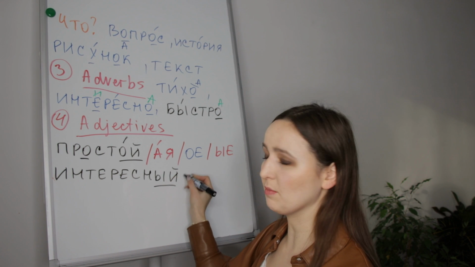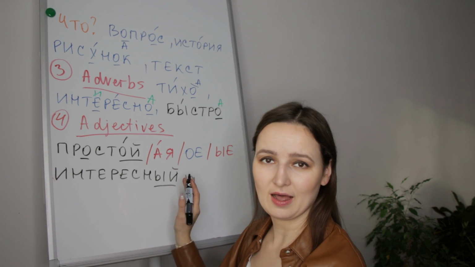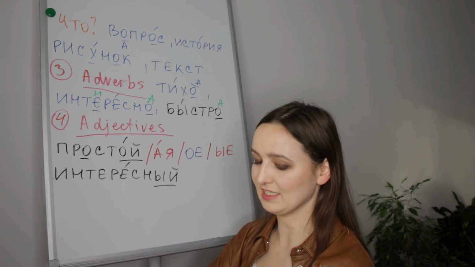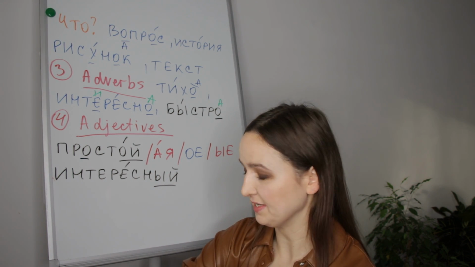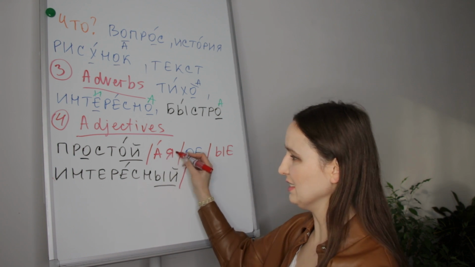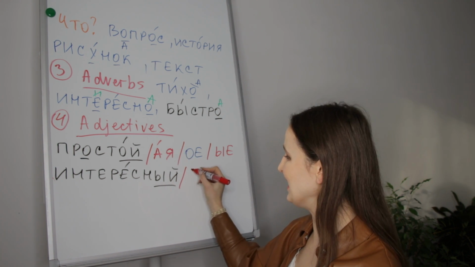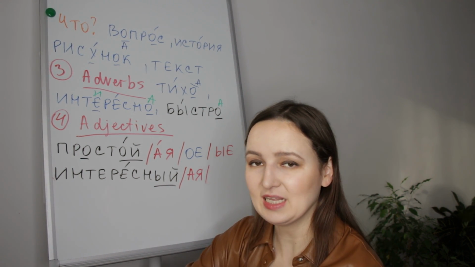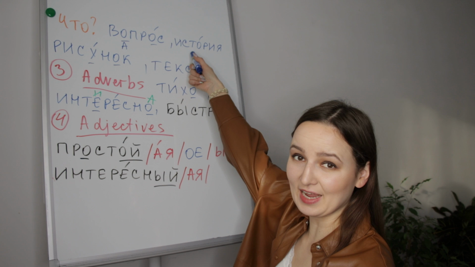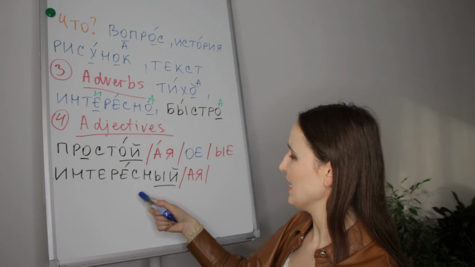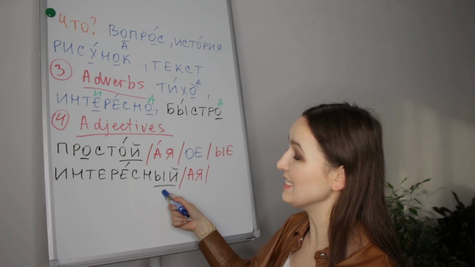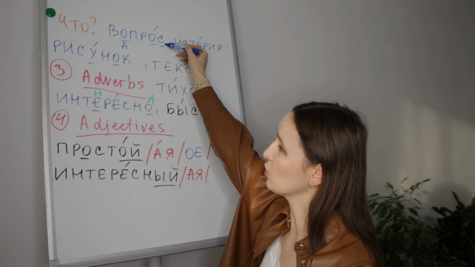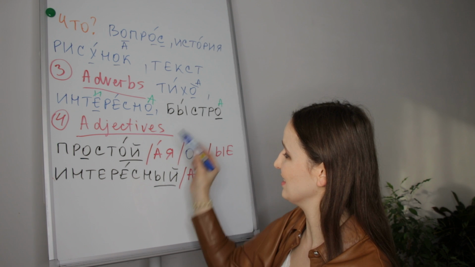Интересный. This is the most common ending for adjectives, for masculine adjectives. To make it feminine, we will replace «ый» with «ая». Интересная. Интересная история. Interesting story. Интересный вопрос. Interesting question, because вопрос is masculine, it ends in a consonant.